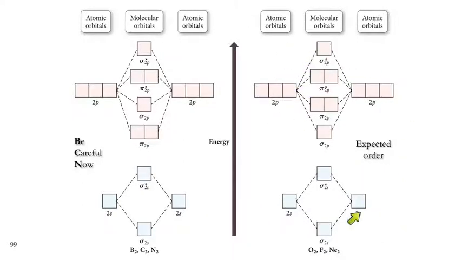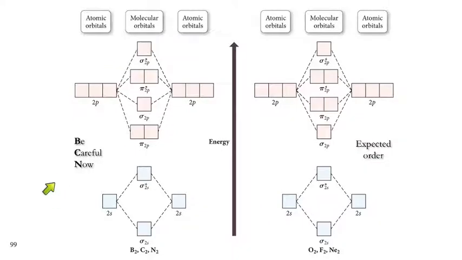So this is the expected order. What's different about this one? Pi and sigma are switched to the bottom. Yeah, these two are switched. So this one and this one have changed places. So now pi is lower and sigma is second and pi star and then sigma star.